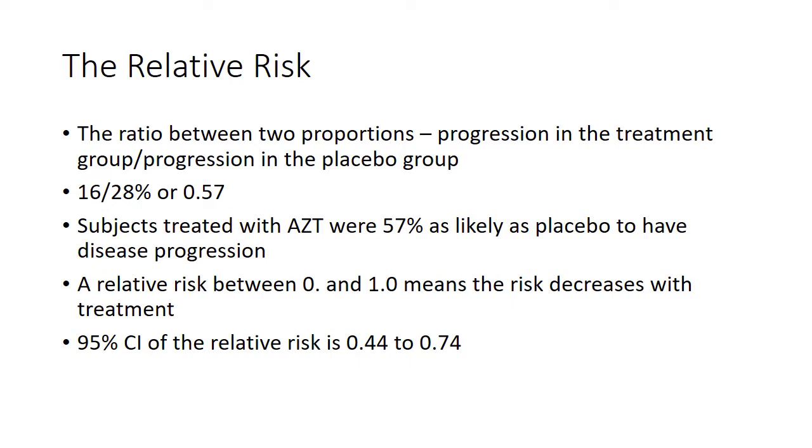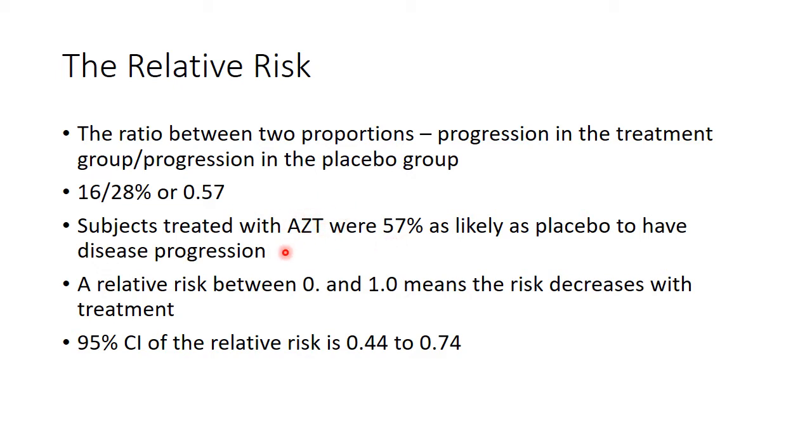Another thing we can look at is what we call the relative risk. And so instead of just doing a simple subtraction of one risk from another, we can actually look at the proportions. So here we're going to see the ratio between 2 proportions. And again, we're going to look at progression in the treatment group versus progression in the placebo group. We can divide these out to see the risk, which was 16% in the treatment group versus 28% in the placebo group, or basically 16 divided by 28, which equals 0.57. Basically what that means is that subjects treated with AZT were 57% as likely as placebo to have the disease progression, right? So their risk of disease progression was almost cut in half based on this risk ratio.